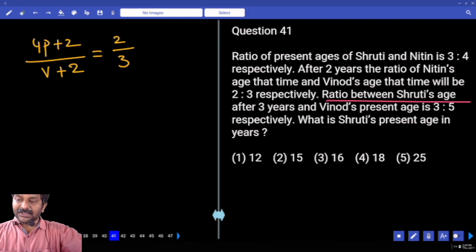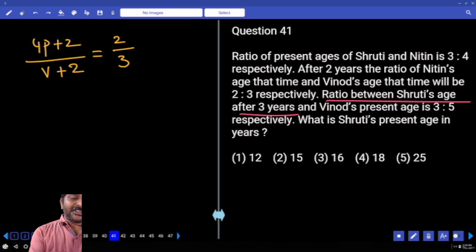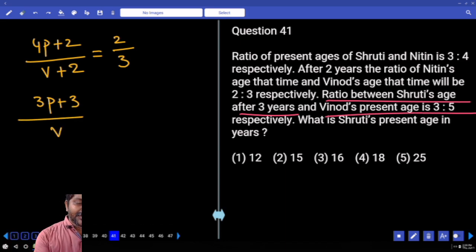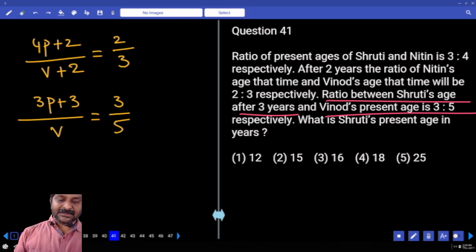Ratio between Shruti's age after 3 years. Shruti's present age? 3 parts. After 3 years, plus 3. And Vinod's present age. Vinod's present age V, which is equal to 3/5. Correct? Yes. So finally we need to calculate this fellow.